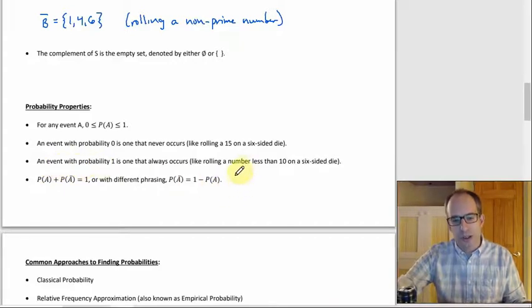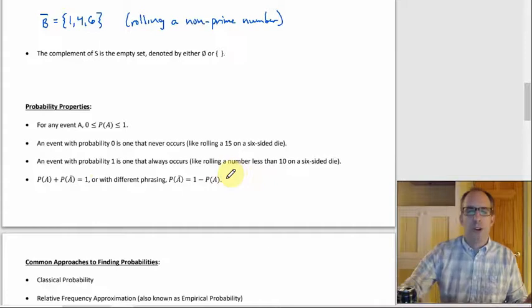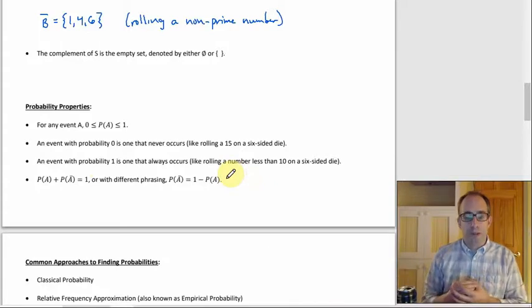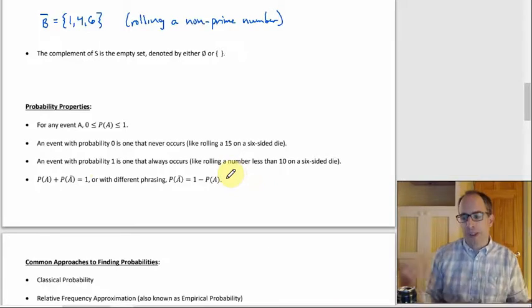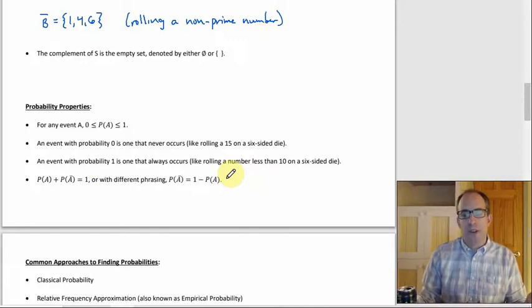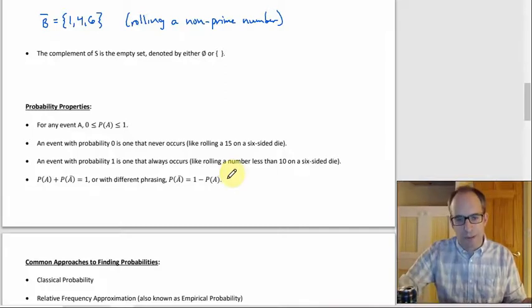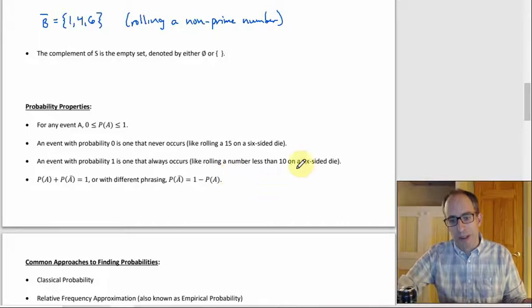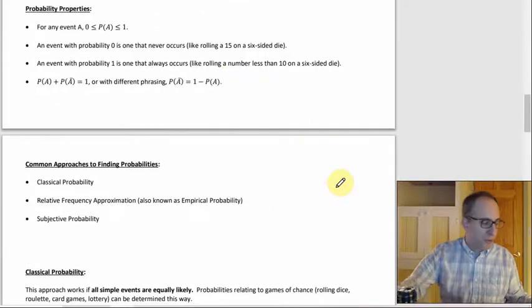Although usually the way that you end up using that is more like this, where you end up having to maybe solve for the probability of the complement. So like if the probability of A is 0.65, then the probability of A complement is 1 minus 0.65, which is 0.35. That's the kind of thing you usually end up having to do with that property, the one that involves the probability of an event and the probability of its complement.